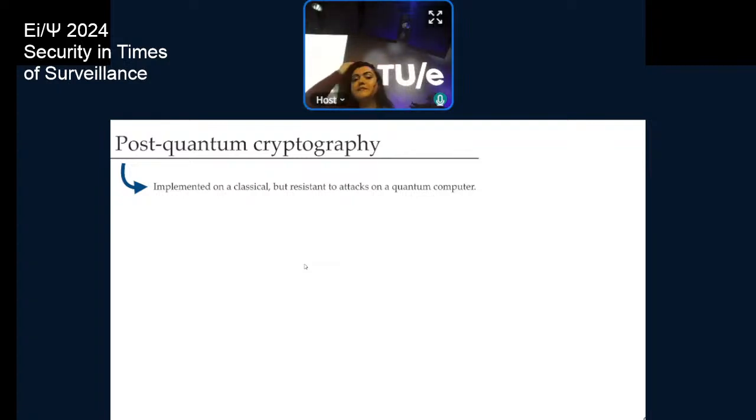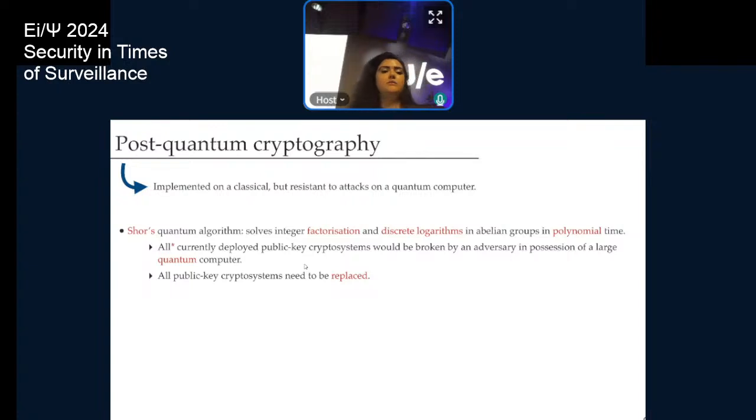Why do we make this distinction? Because the public key crypto that we have deployed today in the world is actually not resistant to attacks on a quantum computer, specifically because these problems, factorization and discrete log, are the underlying problems of our current schemes, and for them we have Shor's algorithm, which is a quantum algorithm that runs in polynomial time. So this means that we need to replace all the public key crypto that we use.